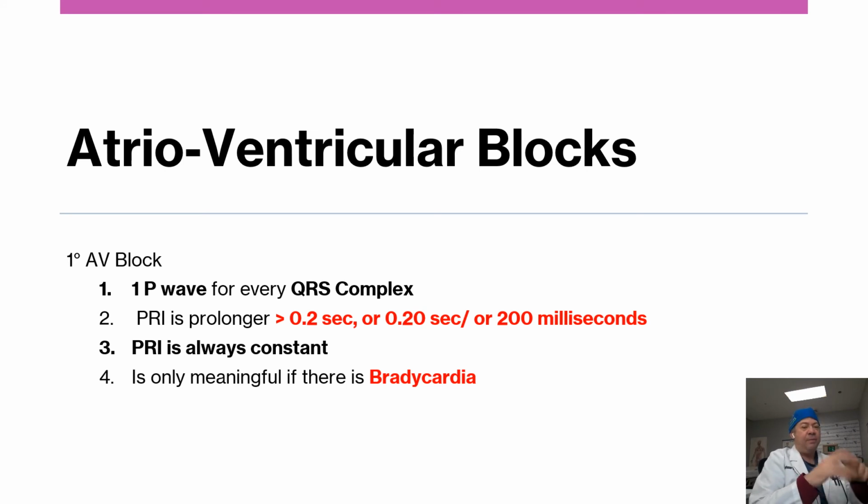Vamos a recordar que en el bloqueo atrioventricular de primer grado, siempre vamos a tener una onda P por cada QRS complex. El PR interval va a ser mayor de 0.20 segundos. Y va a estar siempre constante. Esto no se trata. De la única forma que empieza a tratarse es si esto viene acompañado de una bradicardia. Ahí sí.